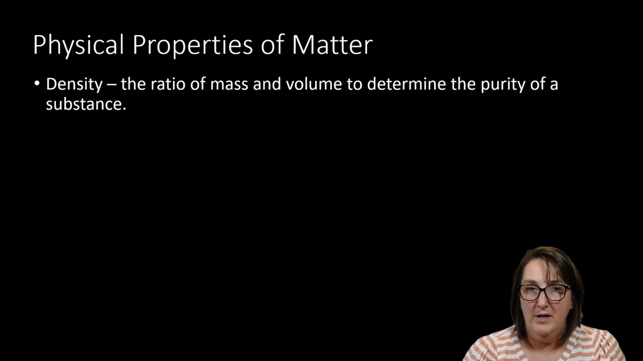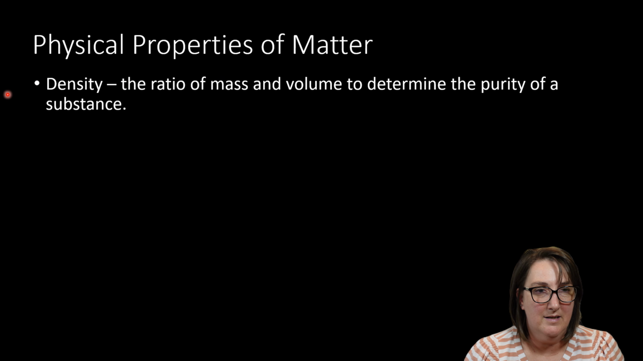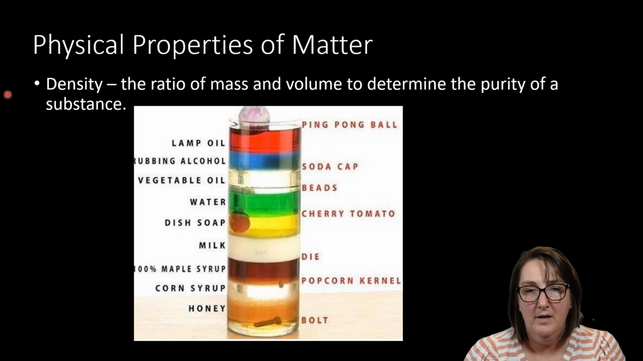Density is the ratio of mass and volume to determine the purity of a substance. So I have to find the mass of an object and the volume of an object to do that. I have a density video on this too, if you need to see about density. Here I have different objects, and different matter will have different densities. I can put them in a tube, and I can layer them just like so. Here I have honey at the bottom, which is really viscous. It's very heavy. I have maple syrup.